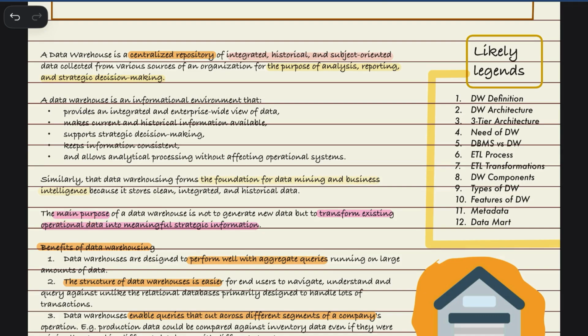Okay, benefits of a data warehouse. It is designed to perform well with aggregated queries, because there is a large amount of data. Finding out the sums and the products of everything would be very easy. Okay, the structure of a data warehouse is easier. So it is very easy to understand, to navigate, and to find out what is standing where in the data warehouse once you understand how to use it.